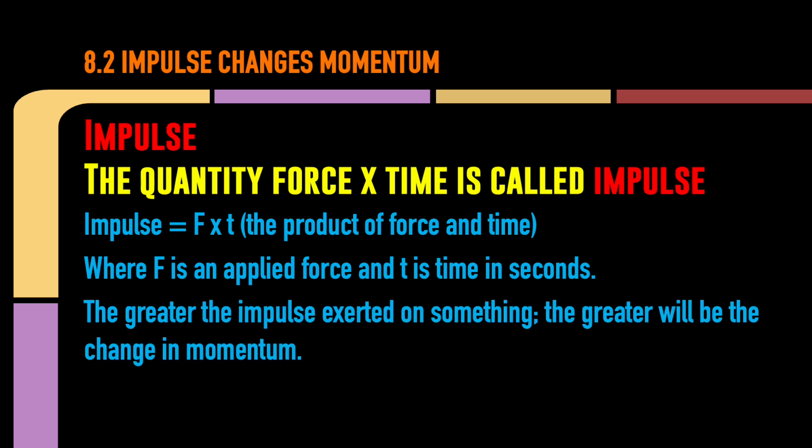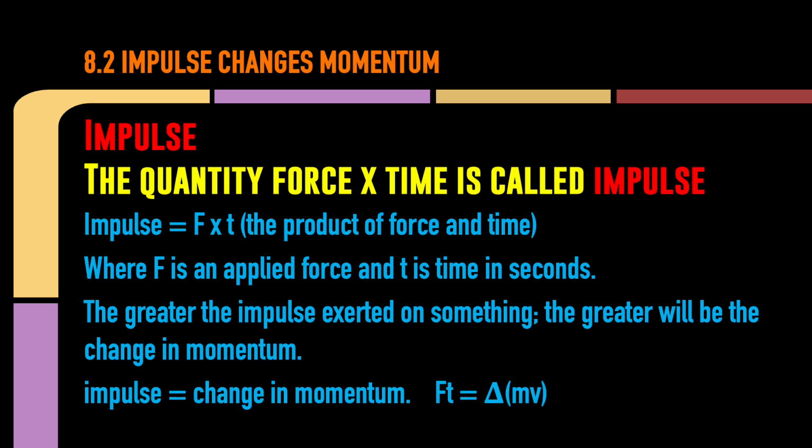So the greater the impulse exerted on something, the greater will be the change in momentum. And so we have, once again, the equation Ft equals delta mv, or delta p. More on that in the notes when we come into class. But the impulse is the change in momentum, or Ft is the change in momentum.